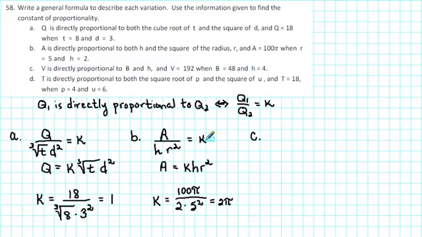In part C, we're given that V is directly proportional to the product of B and H. And V is equal to 192 when B is equal to 48 and H is equal to 4. So using a similar approach to parts A and B, we get V divided by the product of B and H is equal to a constant K. We multiply both sides by BH, and that gives us V is equal to KBH.